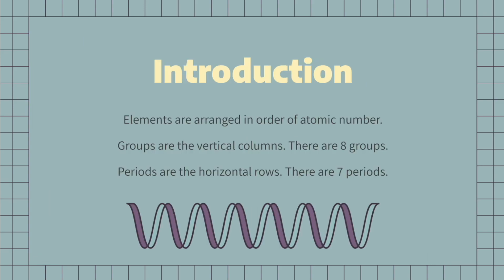First, we need to know some general things about the periodic table. Elements are arranged in order of their atomic numbers. Groups are the vertical columns in the periodic table, and there are 8 groups. The last group is group 0. We will talk about it more later in this video. Periods are the horizontal rows. There are 7 periods in the periodic table. Helium and hydrogen make the first period.